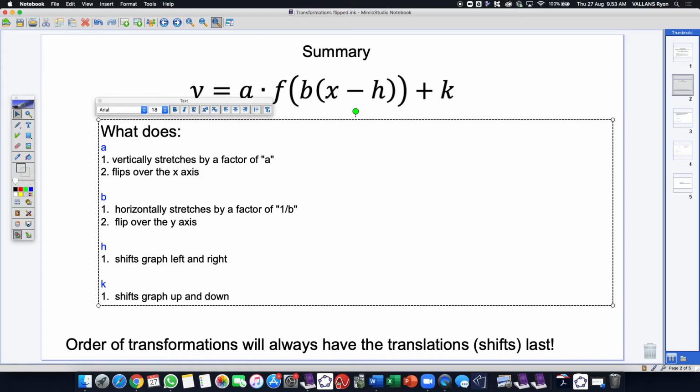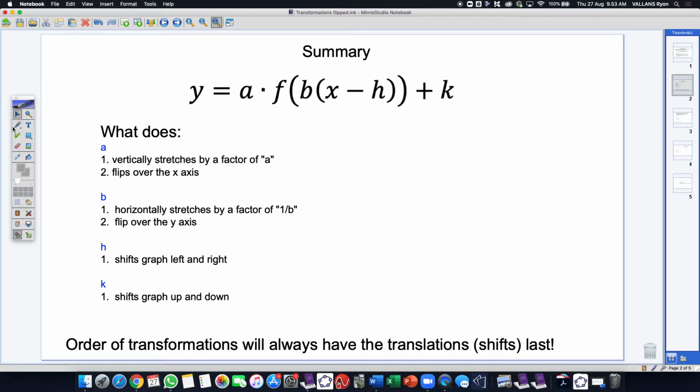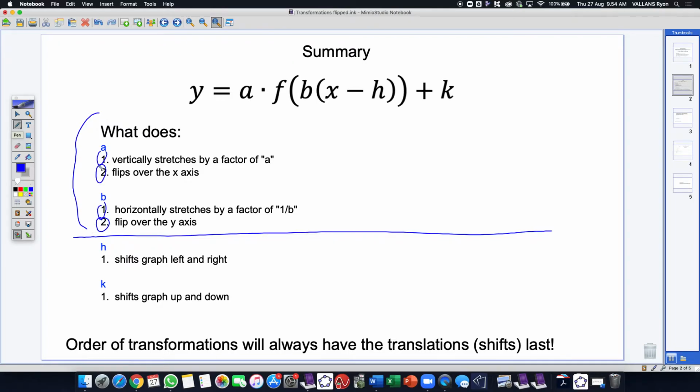Now, a quick note: when you're doing transformations by point or the entire functions, you have to do these first, but you can do them in any order. I could do this, and then this, and then this, and then this, and I'm fine. I just have to do my translations, my shifts, last, and I'll be fine.